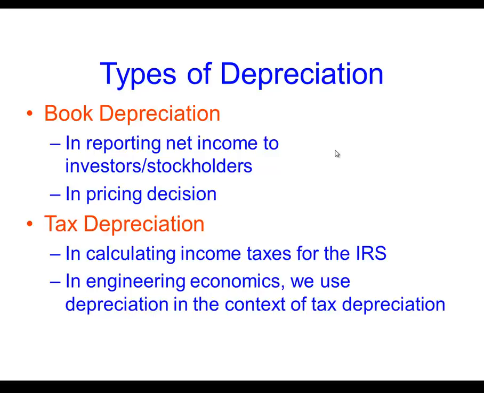Now let's go back to the 2 types of depreciation. We said that depreciation is book depreciation or tax depreciation. The book depreciation is used in reporting net income to investors and stockholders, and in pricing decisions, while the tax depreciation is used in calculating income tax for the IRS and in engineering economics.